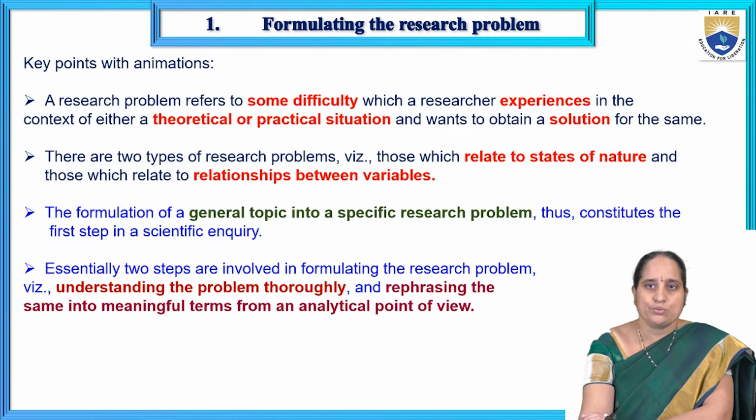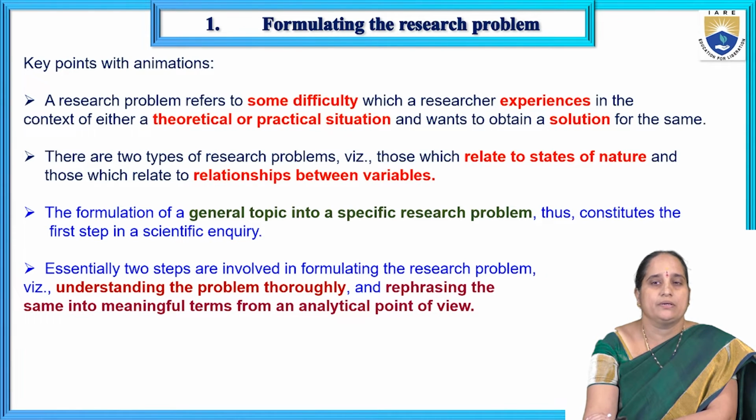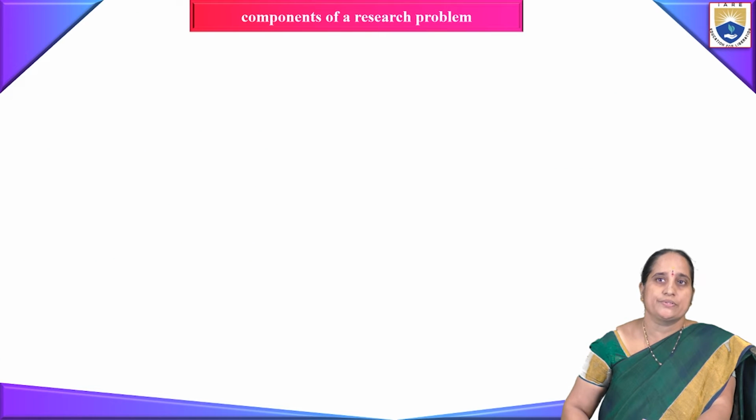So here it involves two steps in the formulation of a research problem. The first one is understanding the problem thoroughly. See, not based on some vague answers you may get, but you have to peep into the problem thoroughly, then restate the problem in meaningful terms from an analytical point of view. So we collect the data related to the problem from various sources, and whatever data we have collected should be analyzed thoroughly. Then only do we move to the next step in the research process.